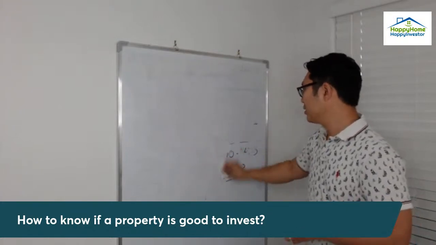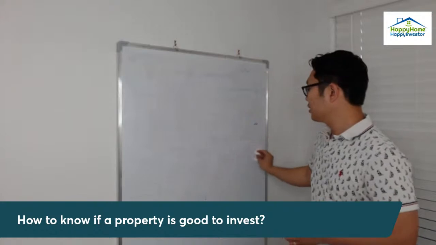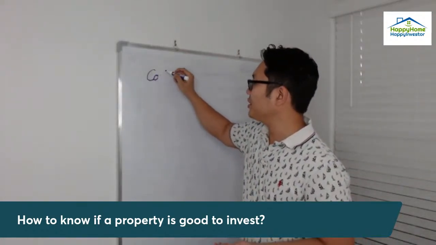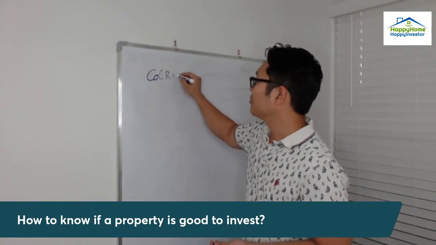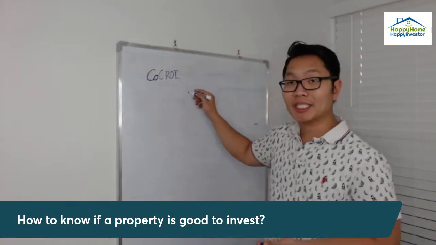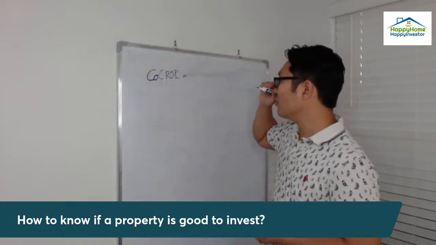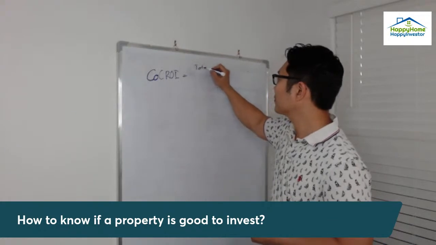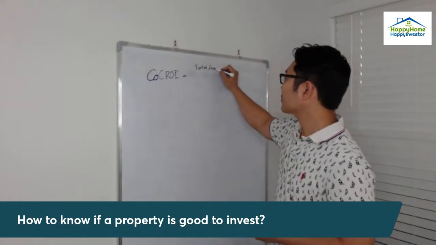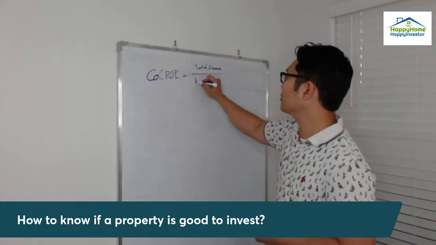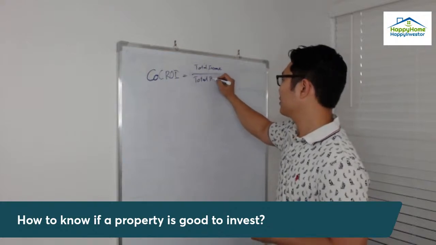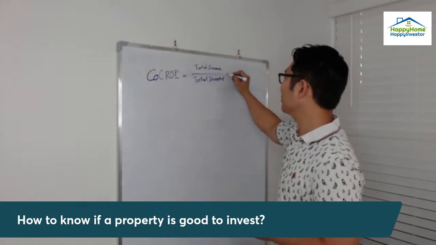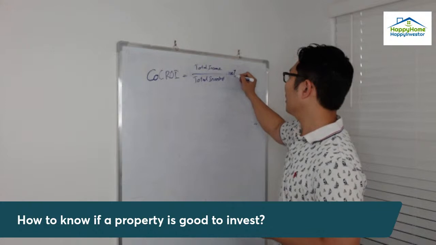Cash on cash ROI, okay? Sometimes it's abbreviated by doing cash on cash return on investment. Cash on cash return on investment equals the total income divided by the total invested, and this is a ratio, so it's going to be multiplied by 100%.